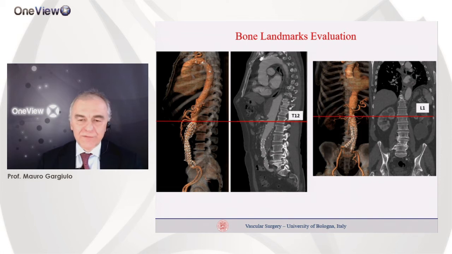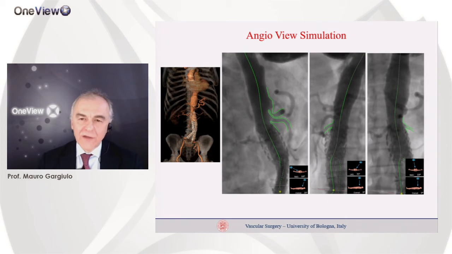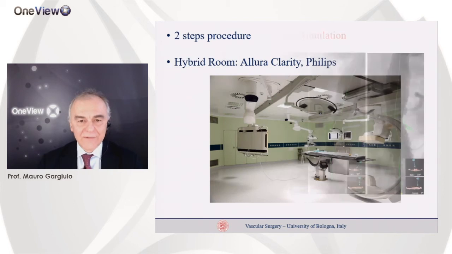Generally, we define before the treatment the bone landmarks to define exactly, according with the column, the location of the visceral vessels, and we defined exactly the location at the level of T12 for the superior mesenteric artery and for the renal arteries at the level of the L1. And with the angio view simulation, we generally define preoperatively the correct angulation that we need to use during the procedure to have the possibility to see correctly the origin of the different visceral vessels, celiac trunk, SMA, and the right and left renal artery.